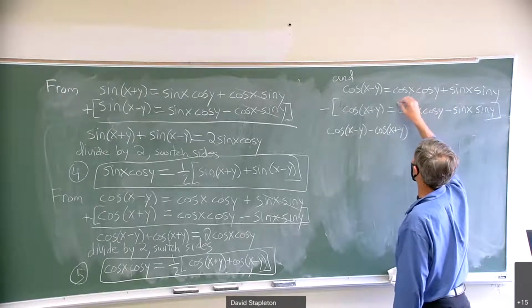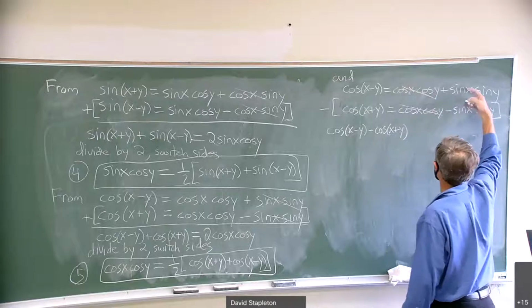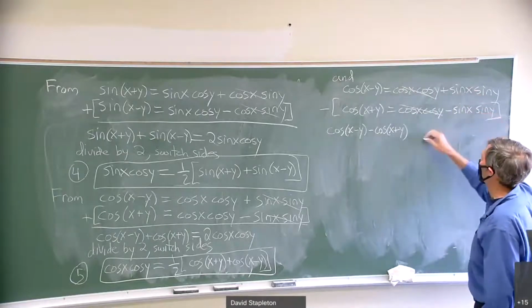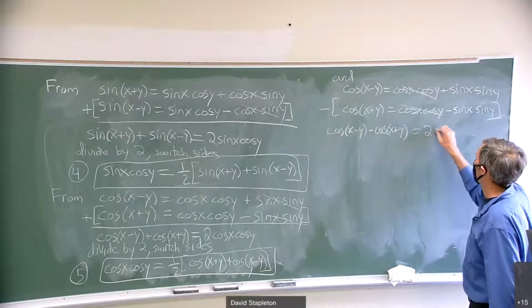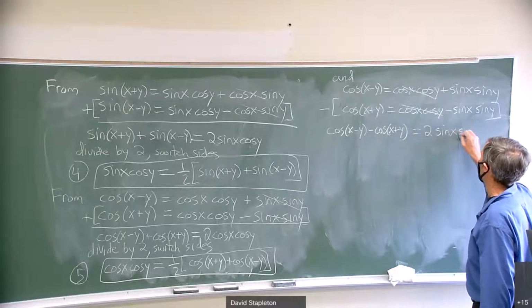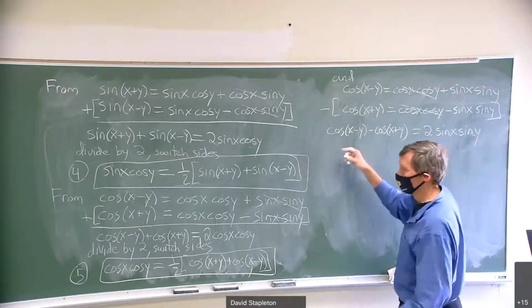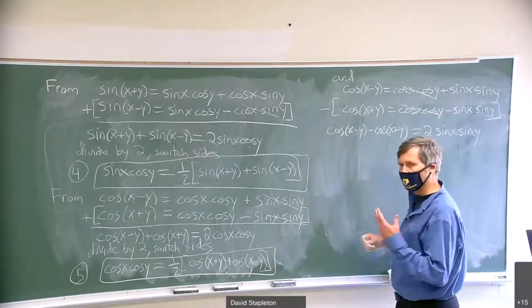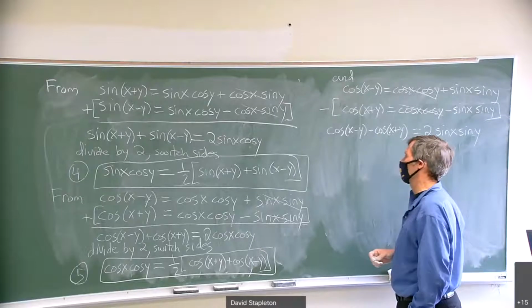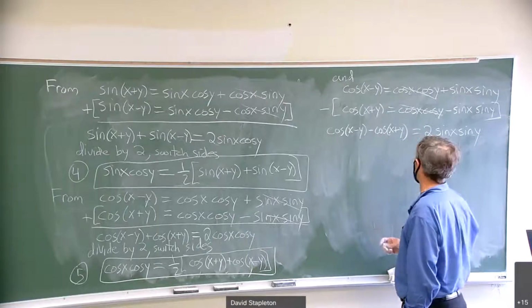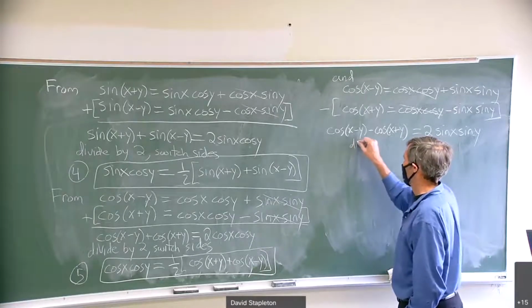Now these cancel because I'm subtracting. And this one minus this one makes two of these. I get twice sine x sine y. Again, divide by 2 and switch sides, and see how this is just a repetitive thing. By this means you can figure these out quickly when you forget them, faster probably than you can look them up in a book. So again, divide by 2 and switch.